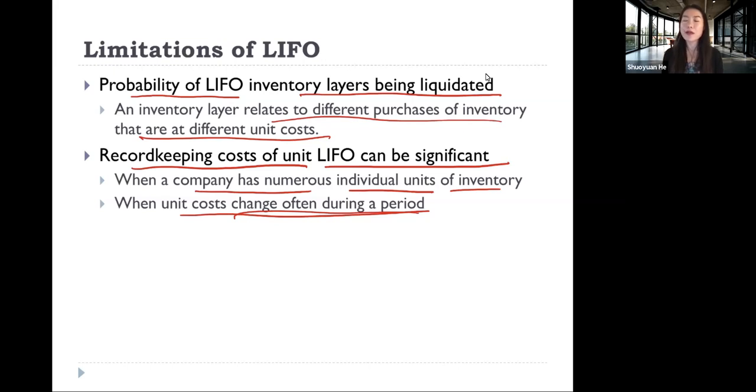So that's why sometimes internally firms would use FIFO instead of LIFO. And then they're going to make a journal entry to record the LIFO reserve in order to adjust the ending cost of inventory from FIFO, which is what they get from their internal record, to LIFO, which is what they need for financial reporting purposes.